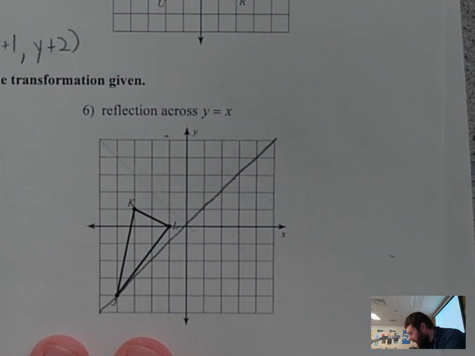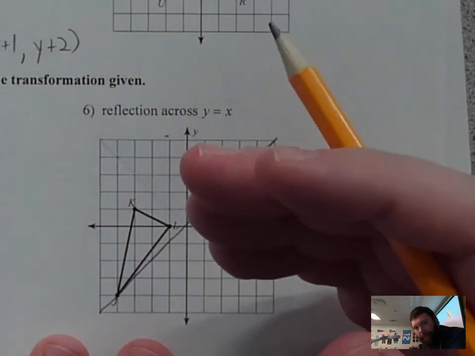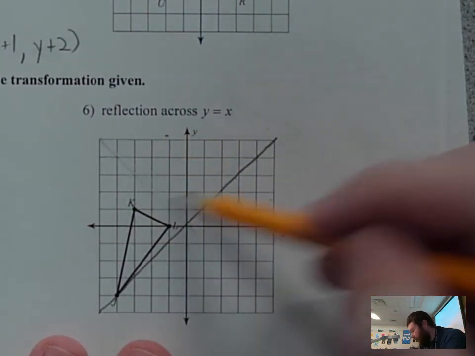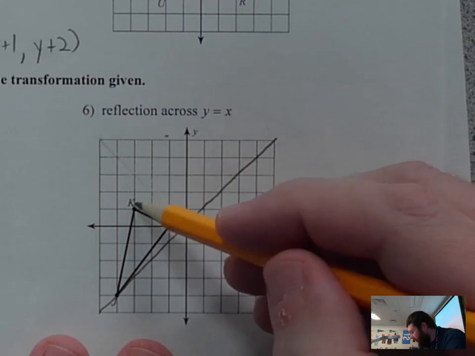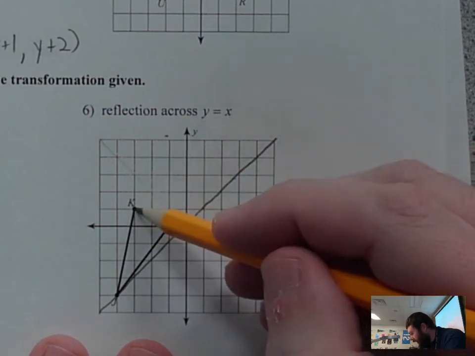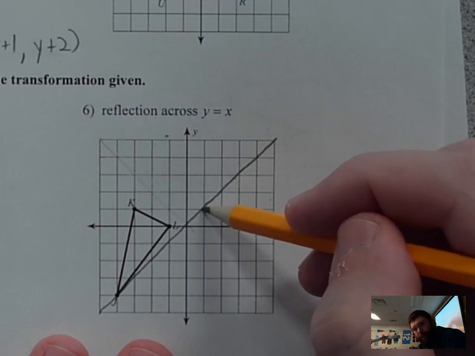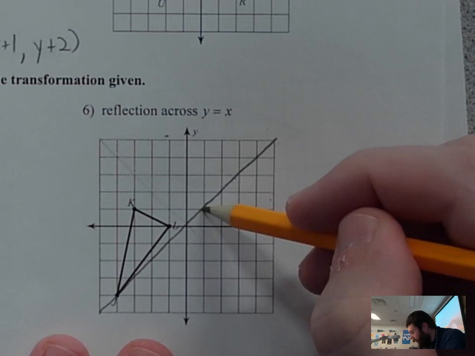To reflect across a diagonal line has a horizontal and vertical aspect to it. So what you're going to do is count to the line. You can count either horizontally or vertically. If I count horizontally, K is 1, 2, 3, 4 spots away from the line. When I go the other way, I'm going to flip which axis I'm going.